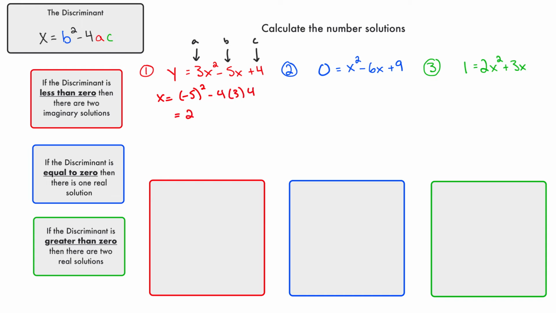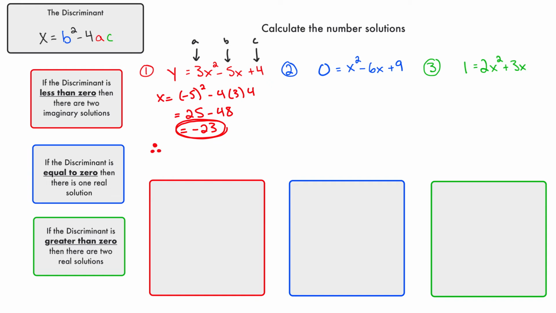That's going to be equal to 25 minus 4 times 3 is 12. 12 times 4 is 48. 25 minus 48, last I checked, was negative 23. That is the value of my discriminant. It's negative 23. That matches up with the red box, because I have it color-coded. Because the discriminant is negative, that tells me that therefore, that's what those 3 dots mean, by the way, mathematically.